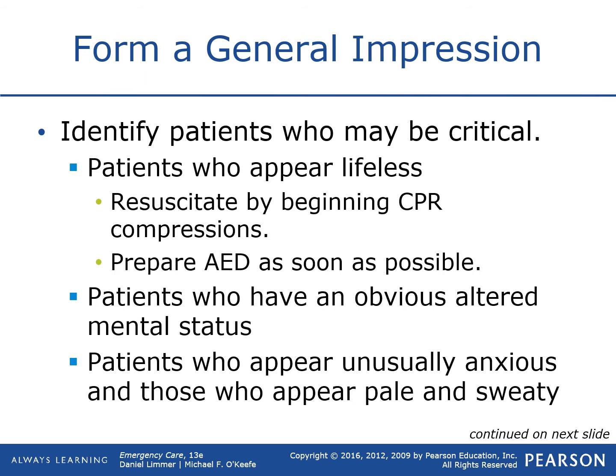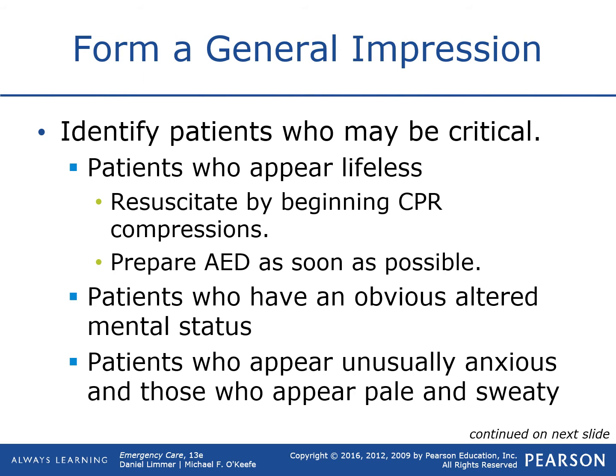Again, your general impression helps identify patients who may be critical. The entirety of primary assessment, as its purpose, is to identify critical patients. This is where we're going to be seeing if someone obviously has altered mental status, where they are obviously unconscious. This is where we can decide whether or not we're doing ABC or CAB in our primary assessment. This is where we can decide that. When you first see them, do they look like they're alive or not?